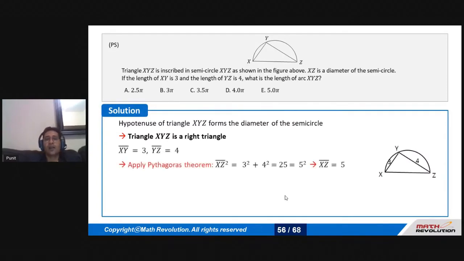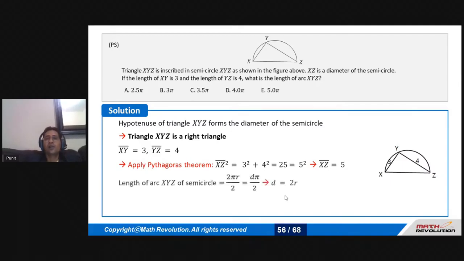So we could definitely apply the Pythagorean theorem to find the value of XZ, which equals 3 squared plus 4 squared, that is equal to 25. Taking the square root of 25, I get 5. It's a Pythagorean triplet of 3, 4, 5. So XZ is 5. But my question is not done here. It says, what is the length of arc XYZ?